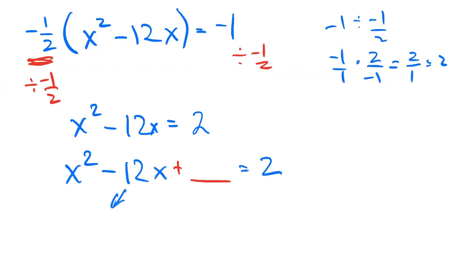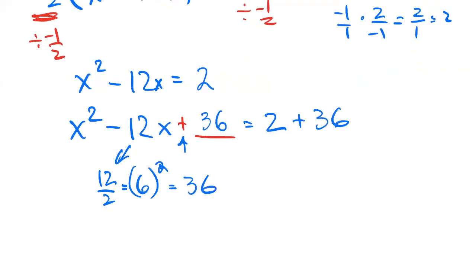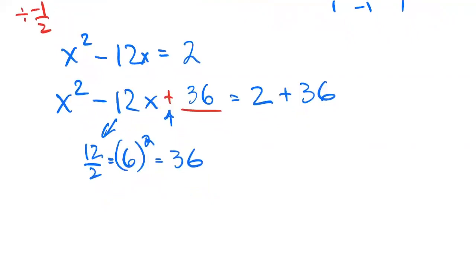Again, take your negative 12. Doesn't have to be negative, you're just worrying about the number because it's always going to be plus. 12 divided by 2, which is 6, and square 6, which is 36. So I'm going to add 36 to both sides. So I get x squared minus 12x plus 36 is equal to 38. To be honest, I'm going to pause my video right here and check my stuff because something's not looking right to me.